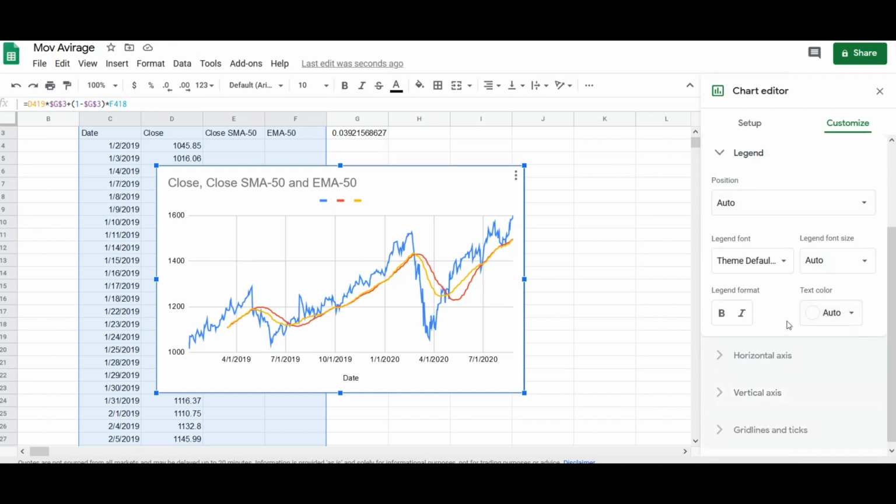I hope this was helpful to you. It is quite easy to update my SMA function in AppScript to take care of the EMA as well, but let's do that for some other time.